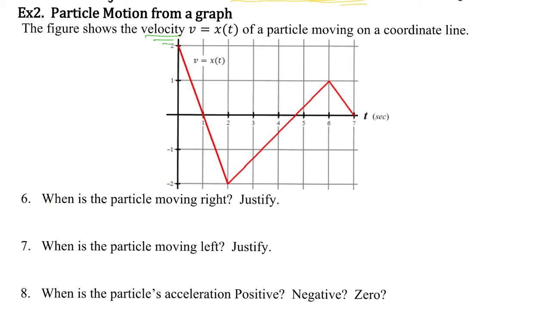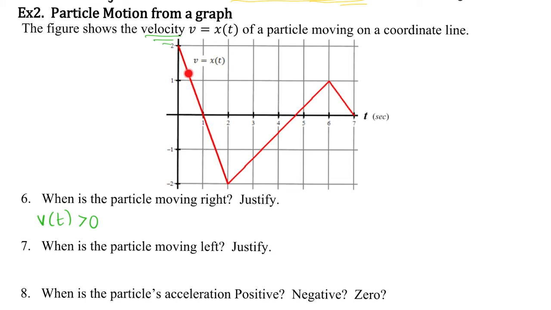Now, what's the first question? When is the particle moving to the right? If I'm moving, I'm thinking of velocity. If I'm moving to the right, my velocity should be positive. So I'm going to look at this graph of velocity and see when the velocity is positive. Since this graph is a graph of the velocity, it's telling me the actual velocity value. At time 0, the velocity is 2.